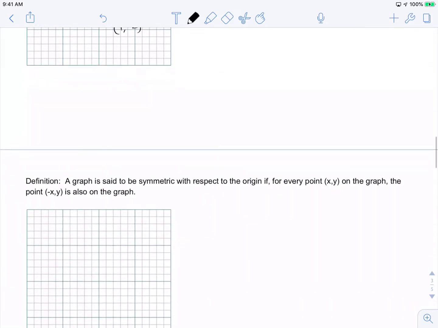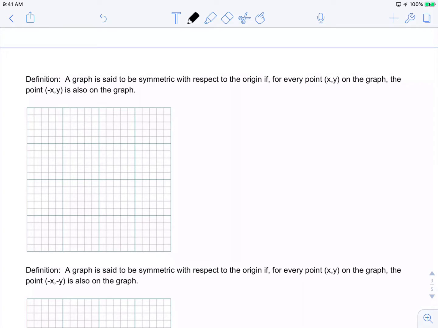Similarly to this, we have a definition for being symmetric about the, this should not be the origin. This should actually be the y-axis here. So let me fix that. That should be the y-axis. And the rest of the definition is correct. For every point (x, y) on the graph, there's a point (negative x, y) that is also on that graph.